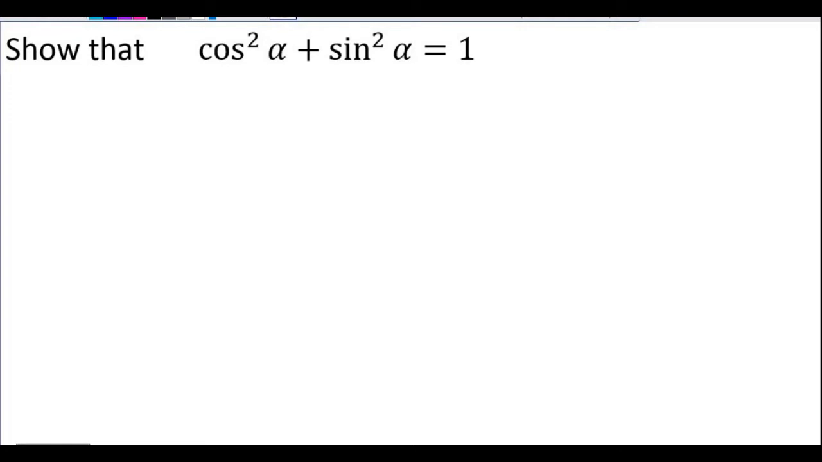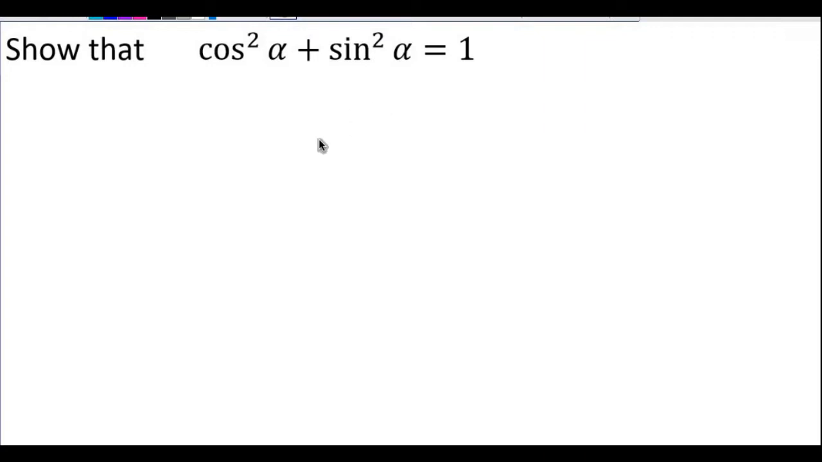Hello everyone, in this video we are going to solve examples about cosine and sine function. So if you remember, in the previous videos we learned the sine function and we learned the cosine function. Alright, let's start with this example. Show that cosine squared of alpha plus sine squared of alpha is equal to 1.